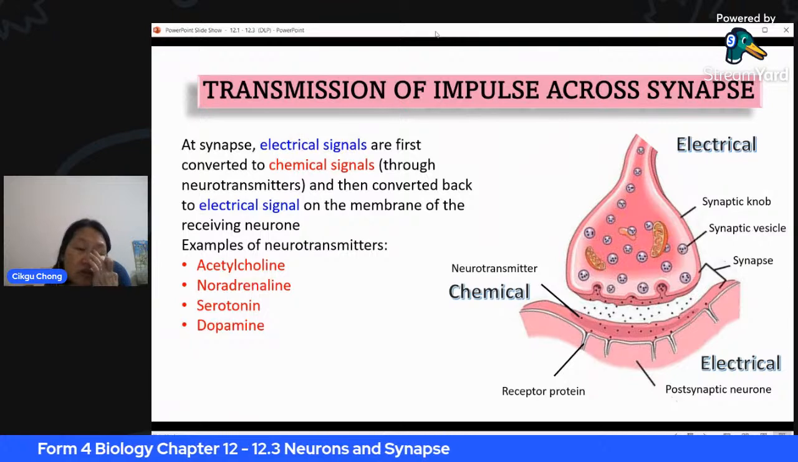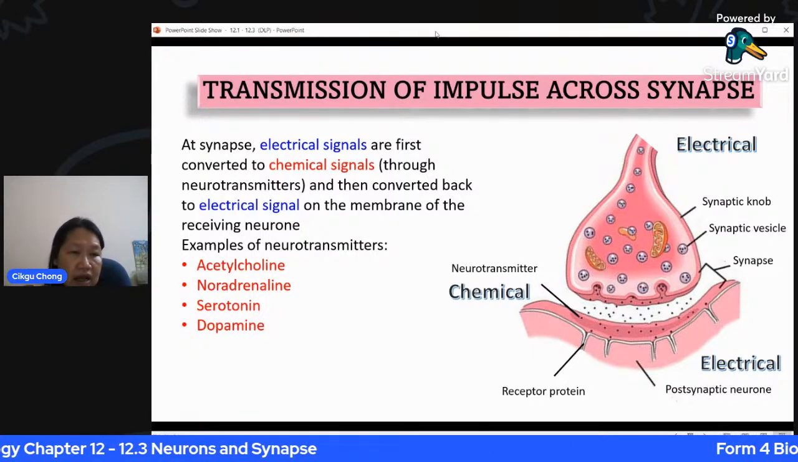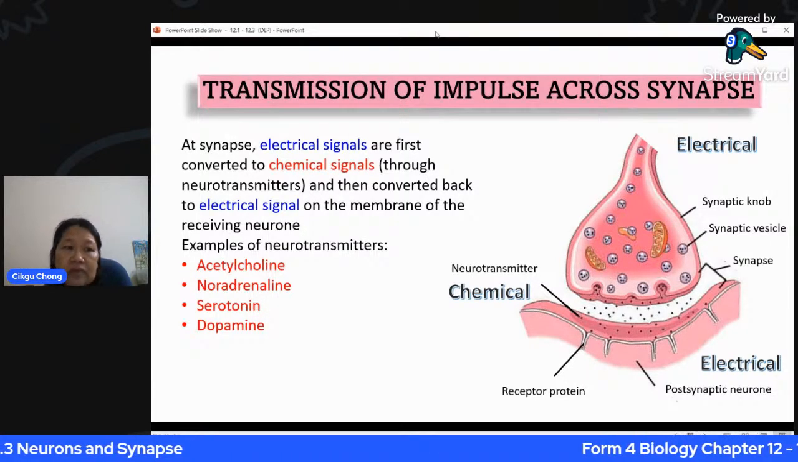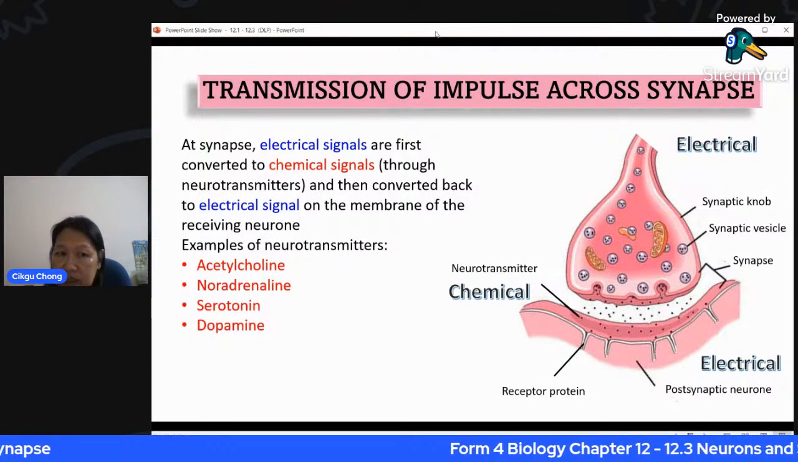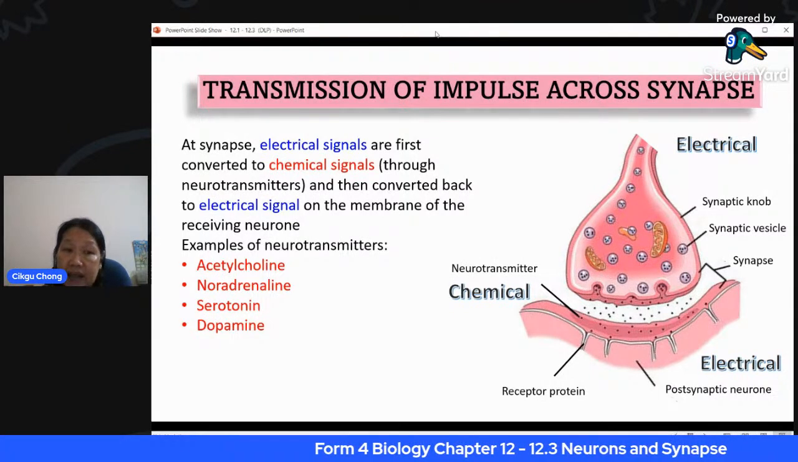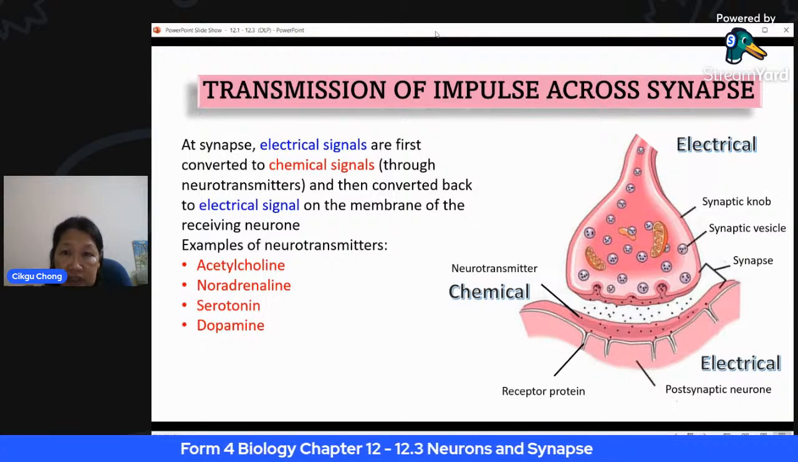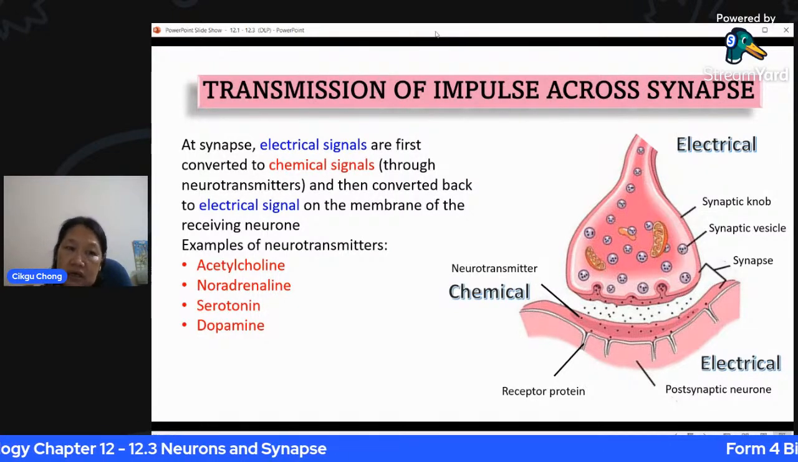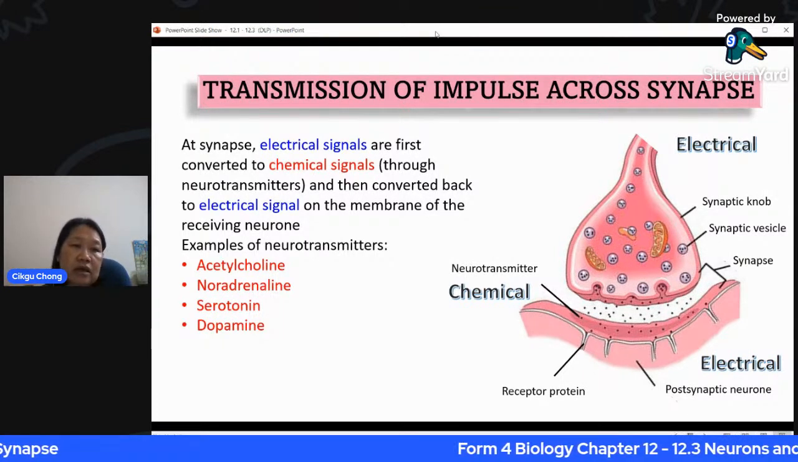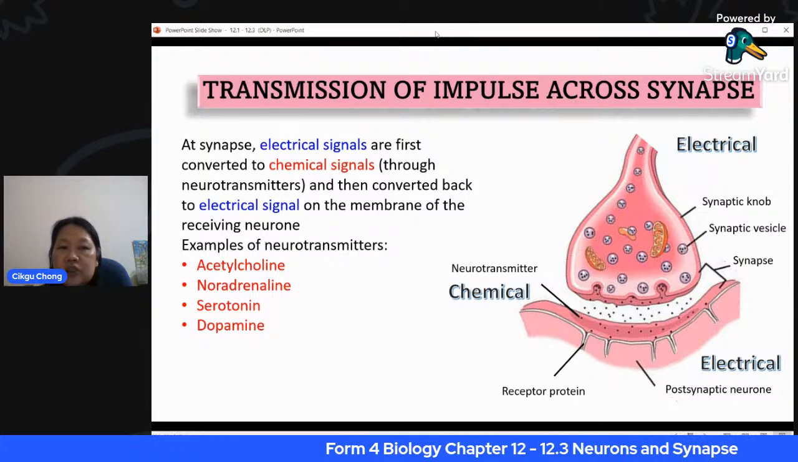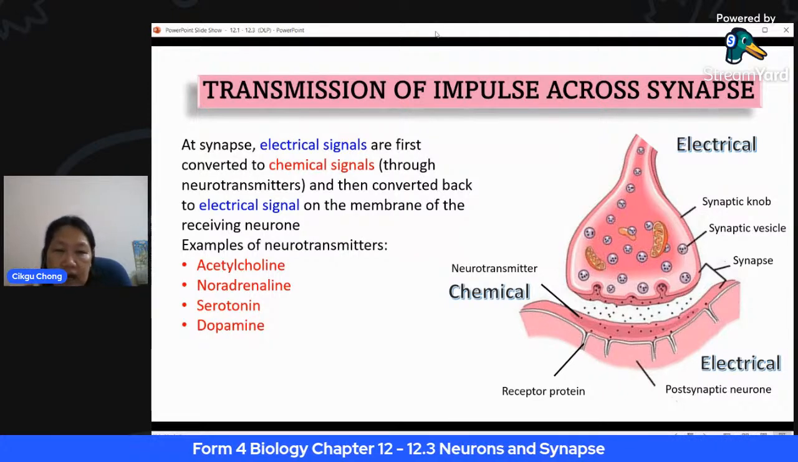SAND. Okay, how to remember? I remember SAND. S for serotonin, A for acetylcholine, N for noradrenaline. Not adrenaline, they're different. Noradrenaline is different from adrenaline. And one more is dopamine. Okay? SAND, remember that. You need to remember at least 2 examples here.